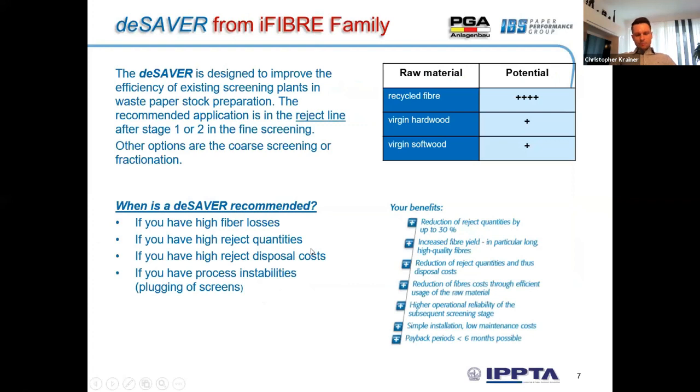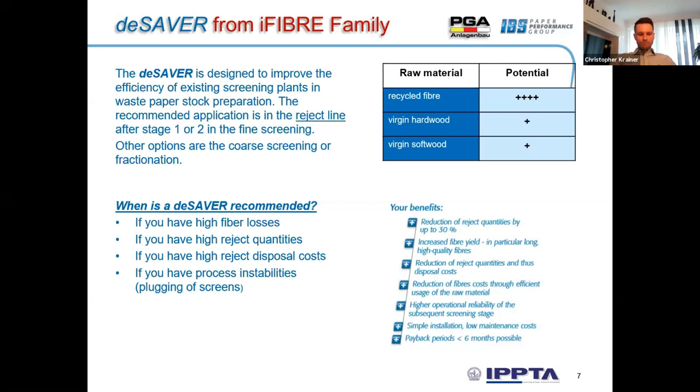Okay, that was the basic process, more or less, of waste paper preparation. Now to the topic, how we can save your precious fiber. IBS PGA has developed a machine named iFiber. This machine is divided into 3 product groups. The T-tuner is explicitly designed for the optimization of refiner lines connected in series for saving energy. A deflaker homogenizes the stock suspension energy efficiently without shortening or destroying the fiber.